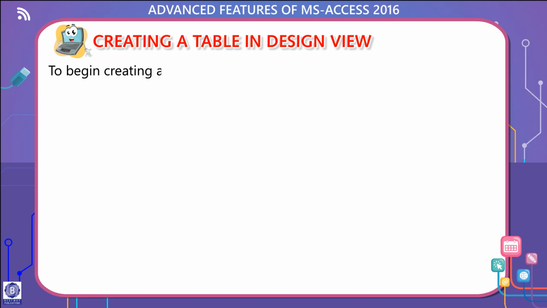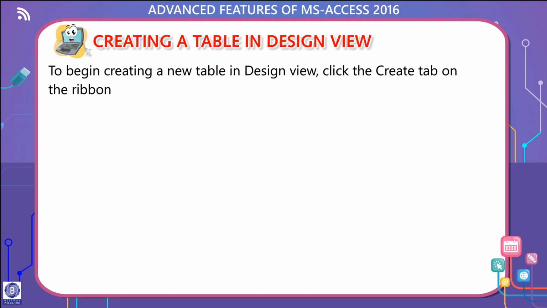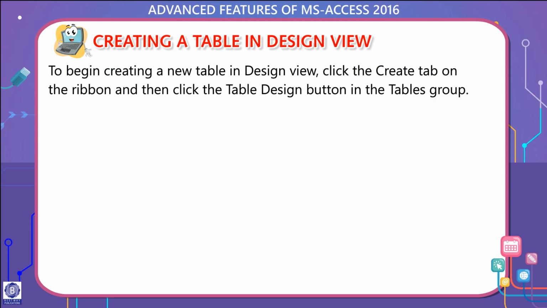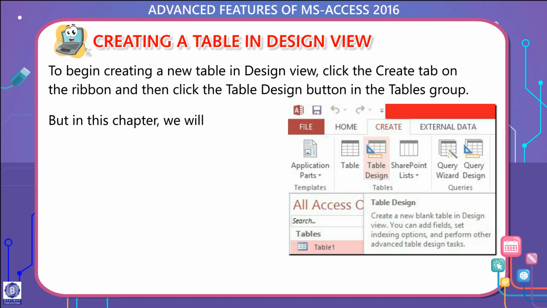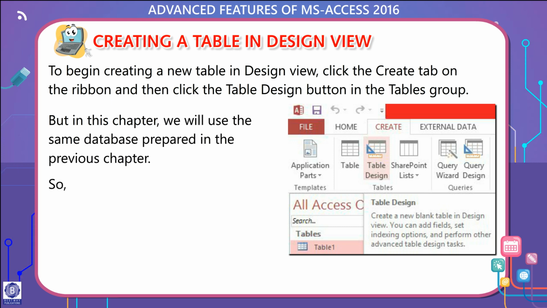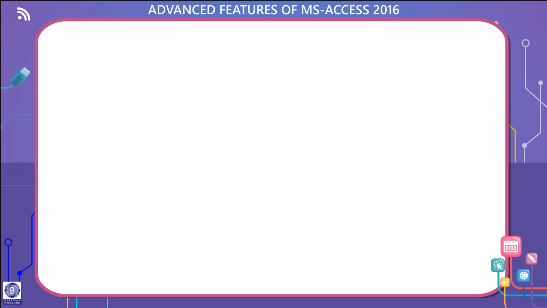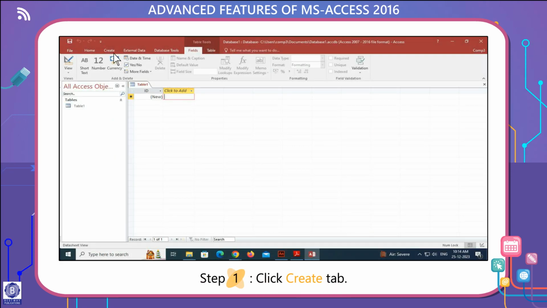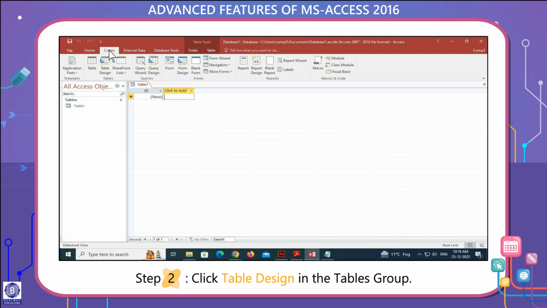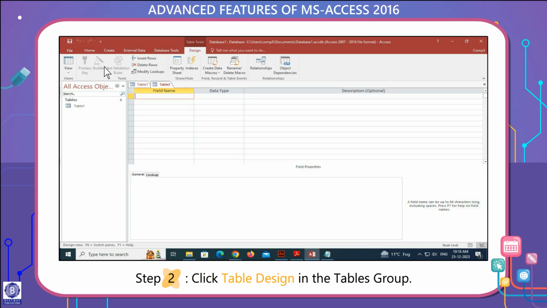To begin creating a new table in design view, click the Create tab on the ribbon and then click the Table Design button in the Tables group. But in this chapter, we will use the same database prepared in the previous chapter. So, to create a table in design view, let's open the same database, Students, in order to add more tables to it. Step 1. Click Create tab. Step 2. Click Table Design in the Tables group.